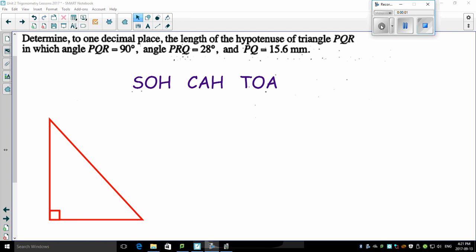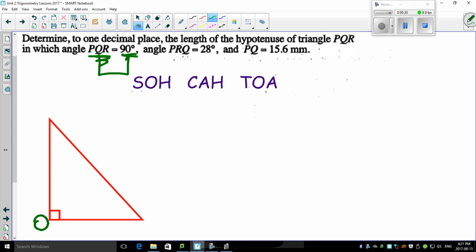Okay, so here's a triangle that I haven't labeled, but I've given you all the information for. So our job here then is to try to figure out how to label this thing. Well, it says right here that the angle PQR is 90 degrees. So usually that means that Q is the 90 degree. So I'm going to tell you that that right now has got to be Q.